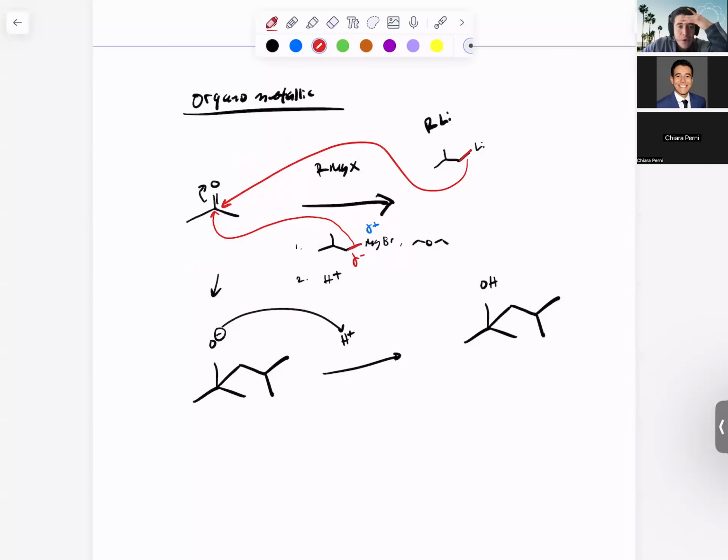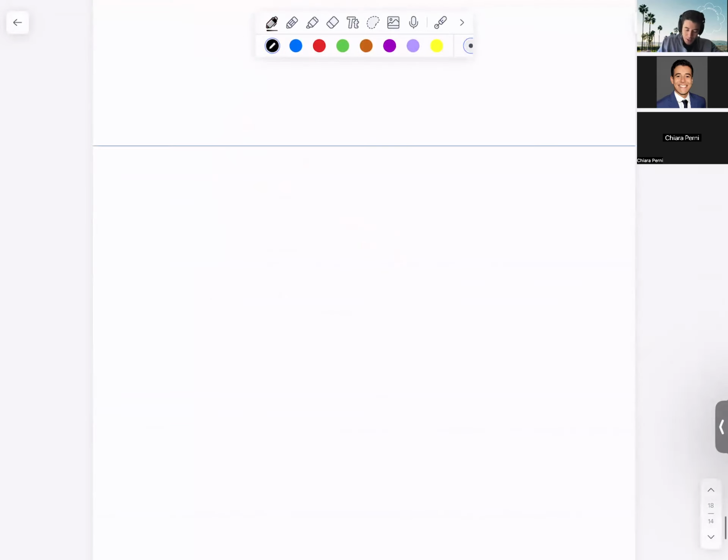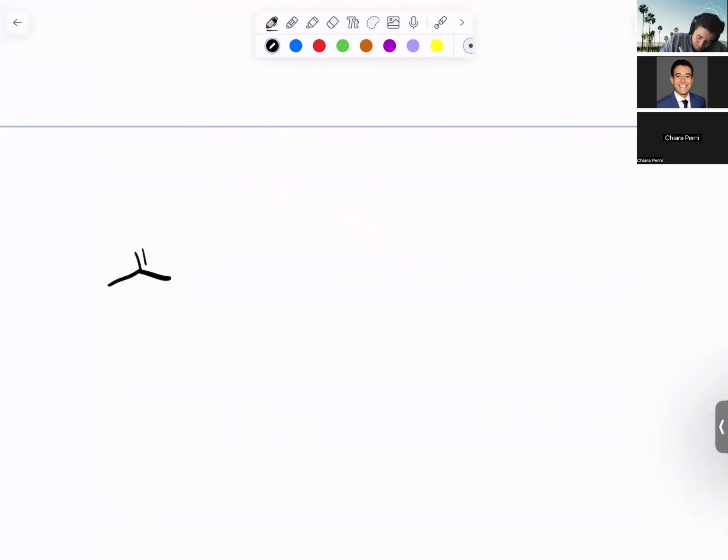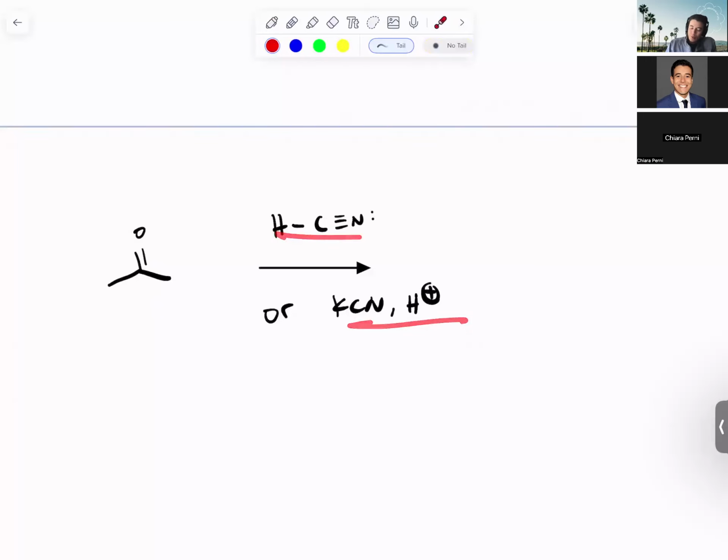Sure. So the HCN can be tested in two different ways. It can be an HCN or it could be a KCN in H plus. So if we have carbonyl up on top plus HCN, or KCN, comma, and the H plus can always be H2SO4 or H3O plus. So two different ways that it can show up on the test, but same style of mechanism.